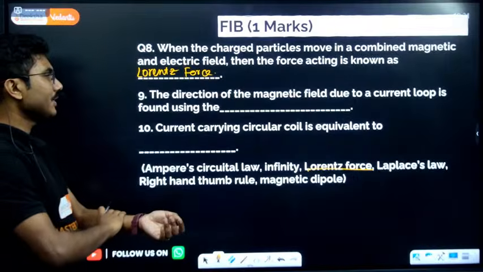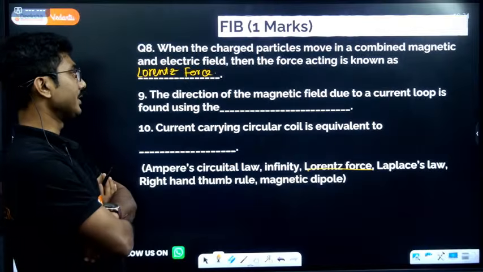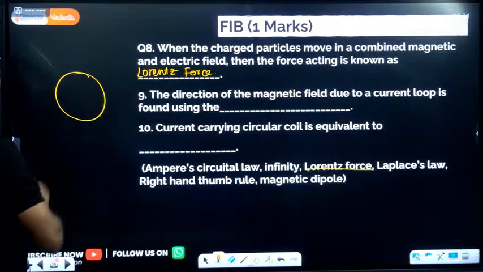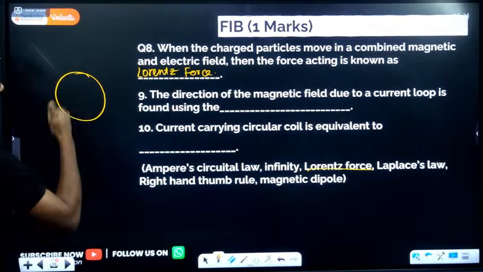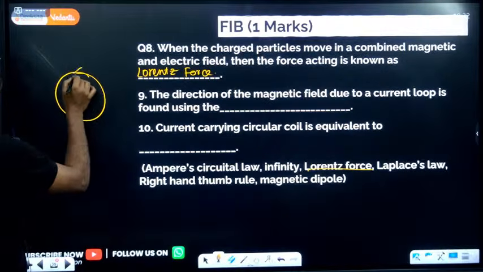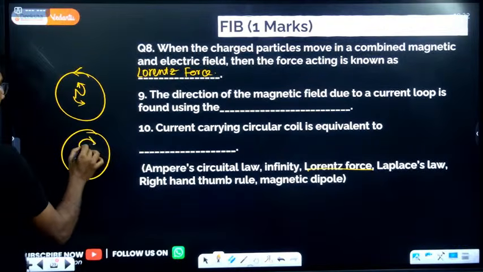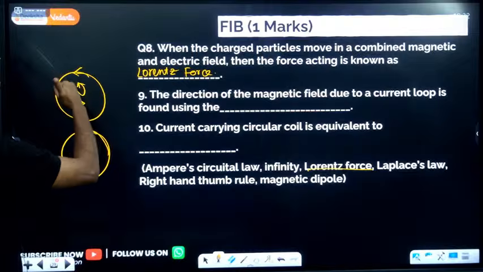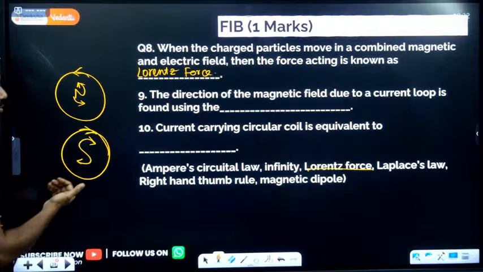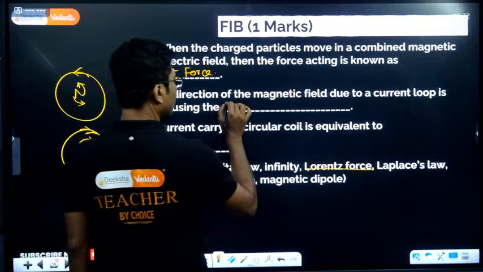Okay, the direction of magnetic field due to a current loop is found using what? If you are trying to find the direction of the magnetic field of a loop, you always use the right hand thumb rule. Remember, if this is the current direction, this will give you a north pole, and if opposite, you get the south pole. If this is the direction, this is the north pole, that means this side is south pole. It is using the right hand thumb rule. The answer is right hand thumb rule.